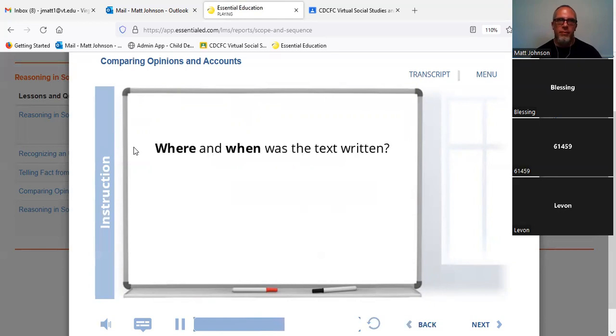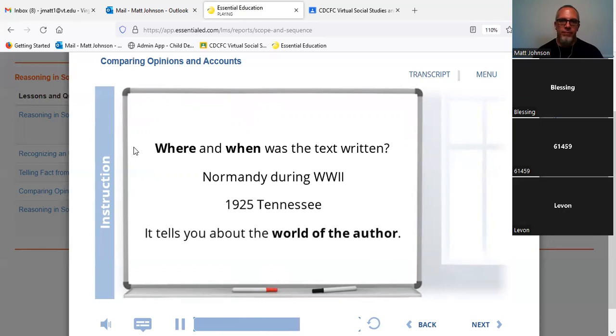Next come the questions of time and place. Where and when was the text written? Was it perhaps written in Normandy during World War II? Or was it maybe written in 1925 Tennessee? The where and when tells you about the world of the author. What else was going on in the world as the author was writing their opinion or account? If you're looking at a secondary source, how is the author's world different from the original author's world?